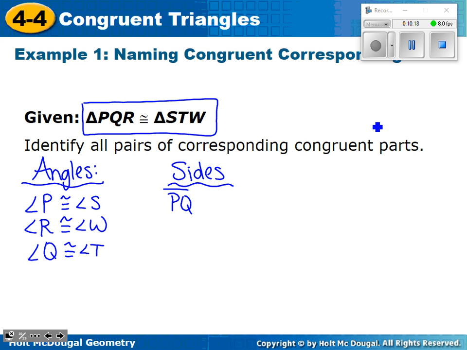Very good. So segment PQ is congruent to segment ST. And again, you can just look at the order that they're listed in the congruent statement. What's another side? QR is congruent to TW. And the last one? Very good. PR and SW.